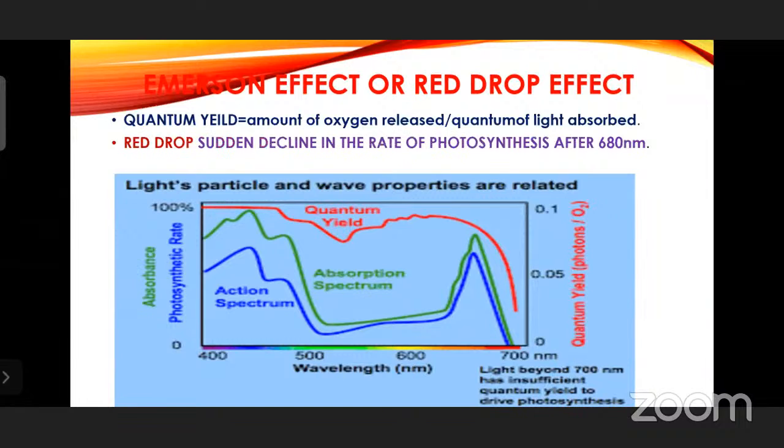For example, quantum yield, if you calculate, it is nothing but the amount of oxygen released. That means after photosynthesis only, oxygen will be released. So we have to know about the rate of photosynthesis. That means the amount of oxygen released by quantum of light absorbed. How much quantum of energy of light is absorbed? That is going to give us the quantum yield.